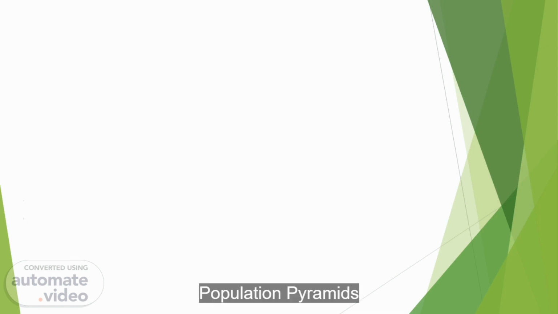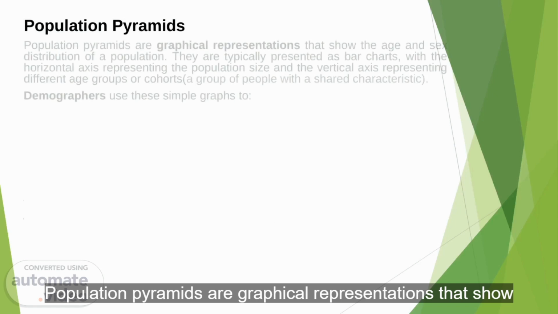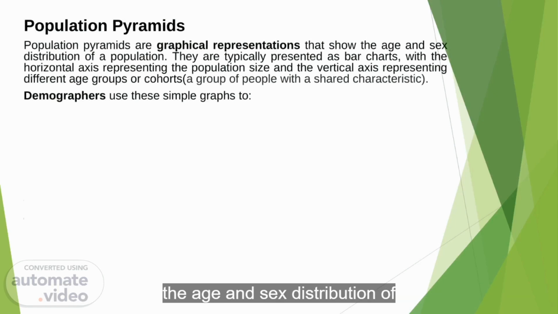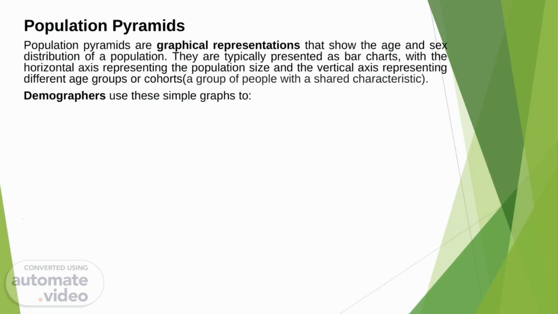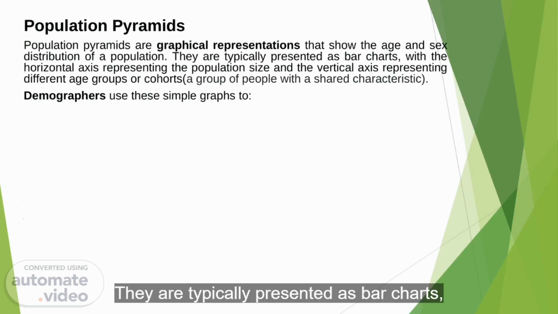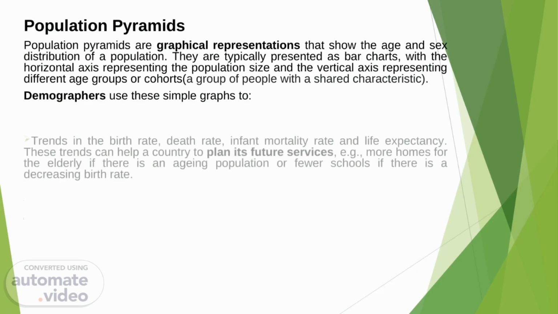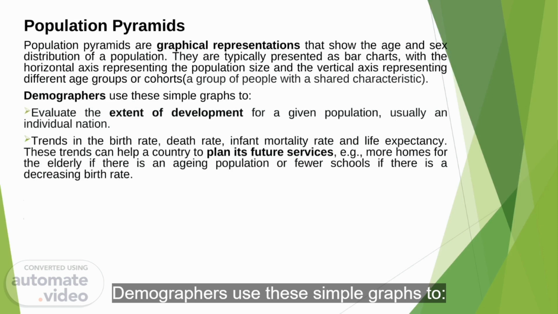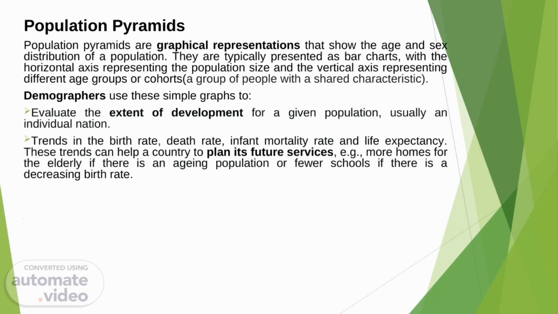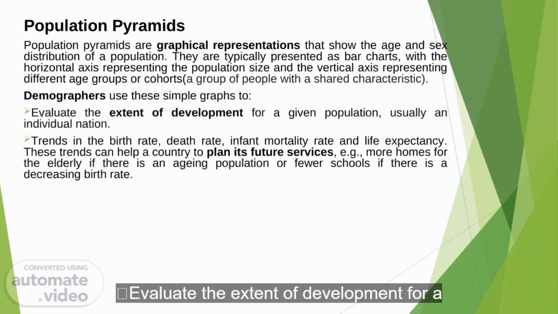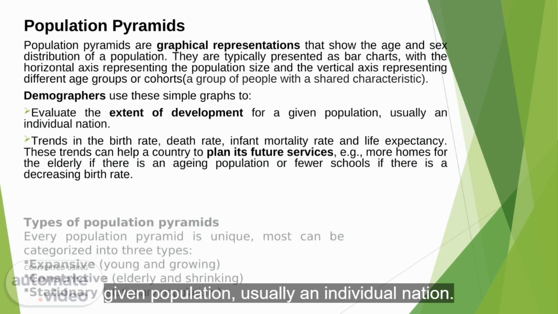Population pyramids. Population pyramids are graphical representations that show the age and sex distribution of a population. They are typically presented as bar charts, with the horizontal axis representing the population size and the vertical axis representing different age groups or cohorts, a group of people with a shared characteristic. Demographers use these simple graphs to evaluate the extent of development for a given population, usually an individual nation.